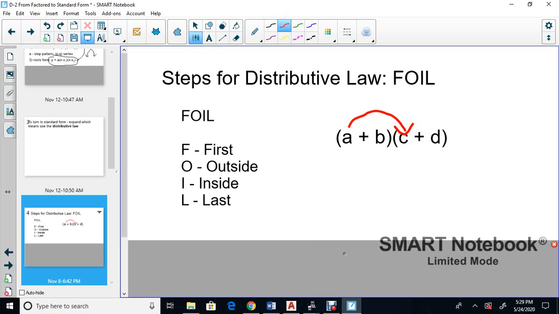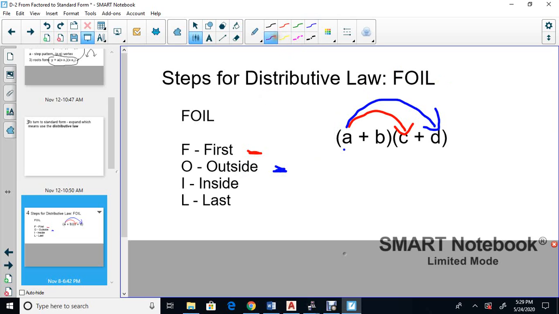So that's the first number. Okay, that's first. Then you multiply the outside numbers. I'll use the blue. So you multiply these two, and these are our outside numbers. So the blue is the outside. This is outside and that's outside. This is first, that's first. The red is the first. The blue is the outside.